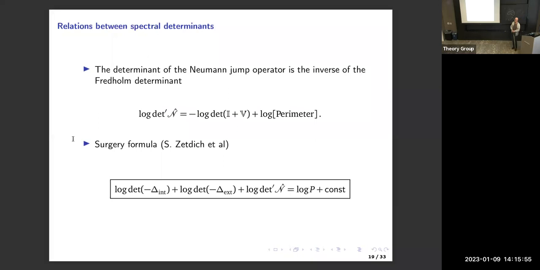So between those monsters, operators, determinants, there is a relation. One is not well understood and was recently discovered: the determinant of the Neumann jump is equal to the inverse, with a minus, of the determinant of the double layer. Their product is one, actually perimeter. I don't know the name of this formula, but it's known in the literature.